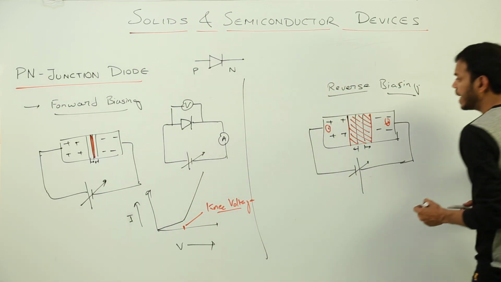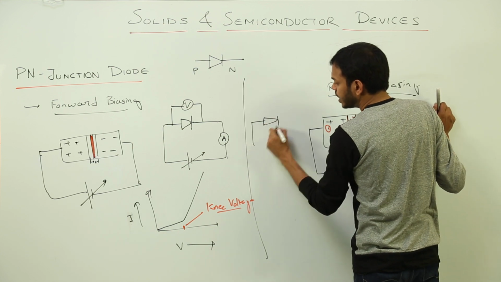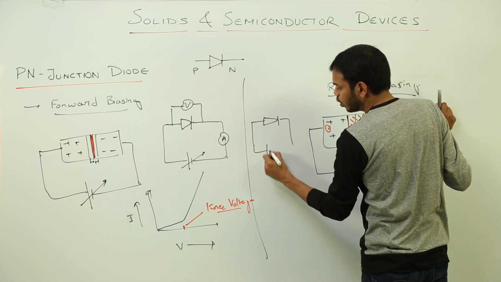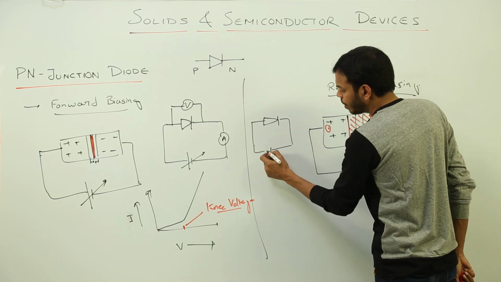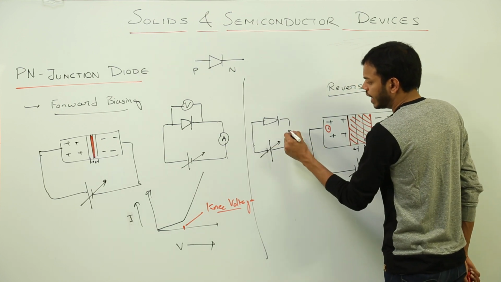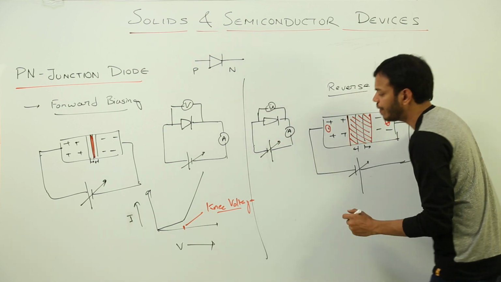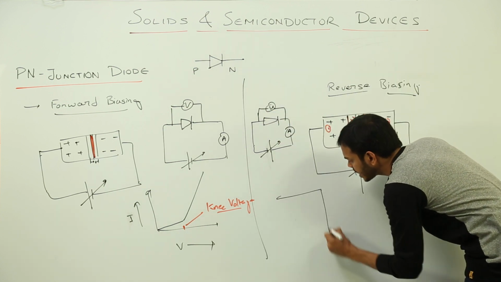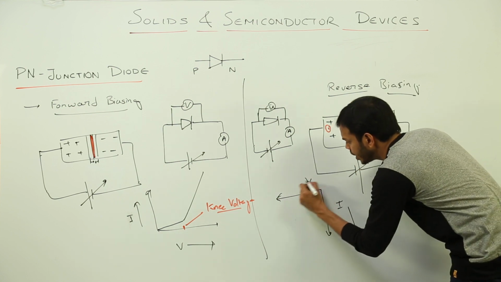In case of reverse bias state, the circuit diagram would be the same. A PN junction diode connected with a source, but this time P will be connected with the negative terminal of the battery and N will be connected with the positive terminal of the battery. For current, an ammeter; for voltage, a voltmeter. This time if I draw the graph, which is called reverse bias characteristics, this is current, this is voltage.